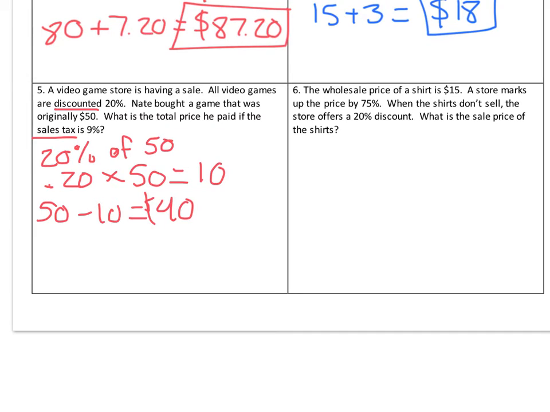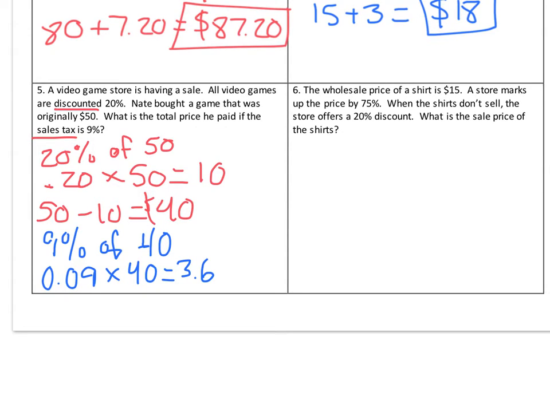So the discounted price is 40, and I'm paying tax on $40, not $50. I find the new price of 40. So 0.09 times 40 equals 3.6. So my final answer is 40 plus 3.6, which equals $43.60.